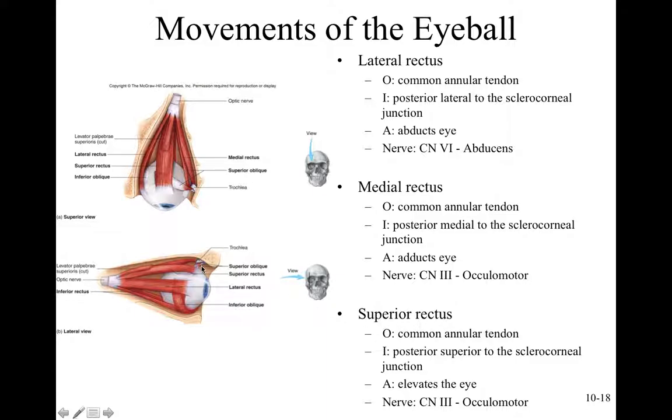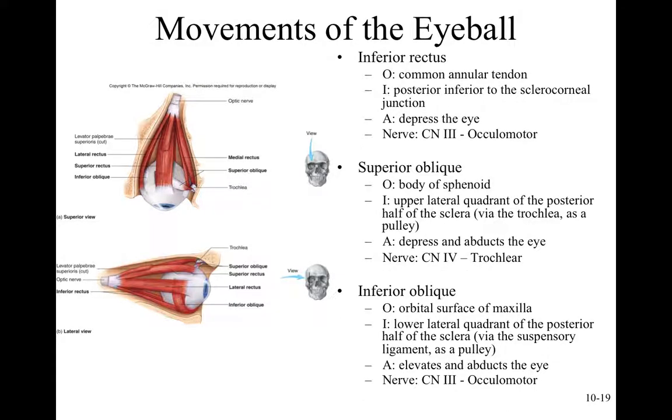Superior rectus, going back to this lower diagram, again originates from our common annular tendon, and it inserts at the superior aspect of the sclerocorneal junction. When it contracts, it will elevate the eye, looking up towards the forehead. This again is controlled by cranial nerve 3, the oculomotor nerve, so we will have elevation of the eye as well as medial deviation or adduction of the eye done by the oculomotor nerve, while our cranial nerve 6, the abducens, will run lateral rectus and will laterally deviate or abduct the eye.